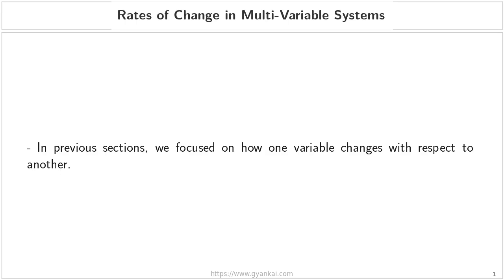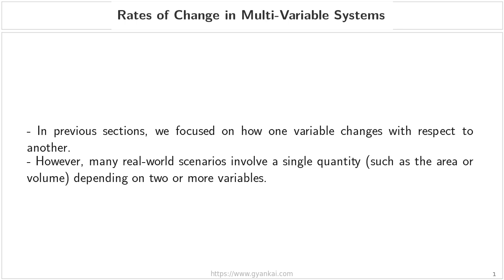To start, let's look back at what we have already covered. In our previous sections, we focused on basic rates of change, where we analyzed how one single variable changes with respect to another. However, as we move into more complex applications, you will find that many real-world scenarios are not that simple. Often, a single quantity, such as the area of a shape or the volume of a container, depends on two or more different variables simultaneously.